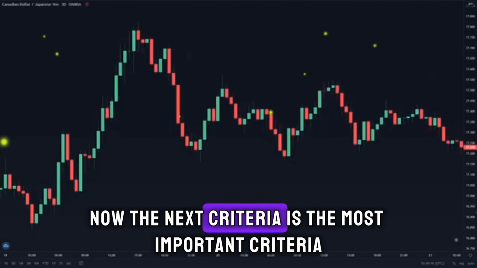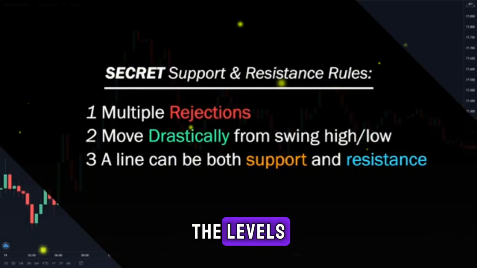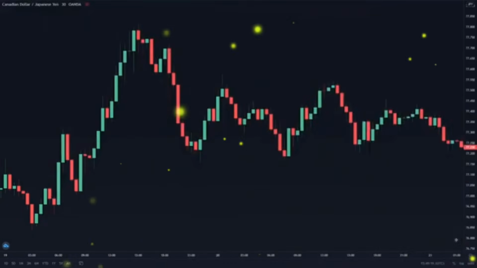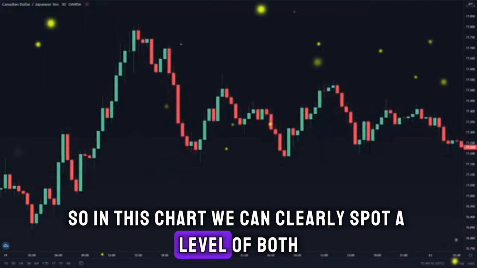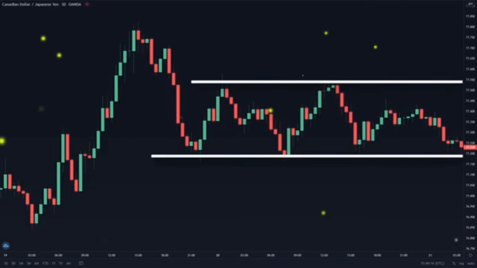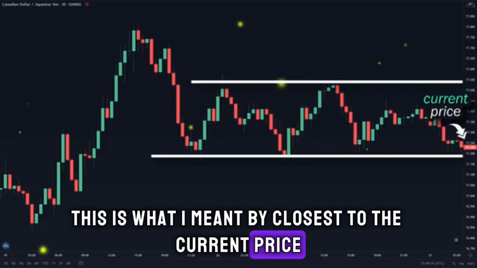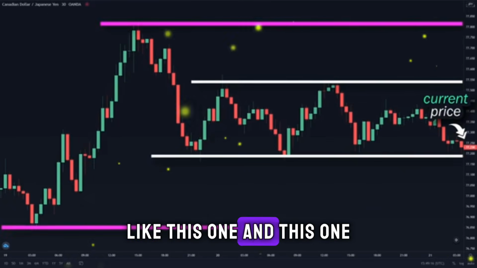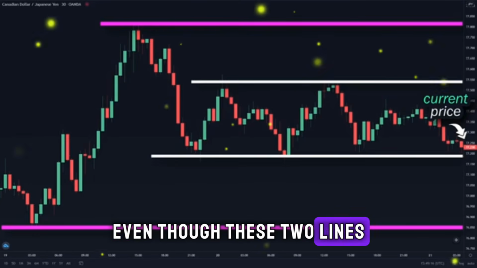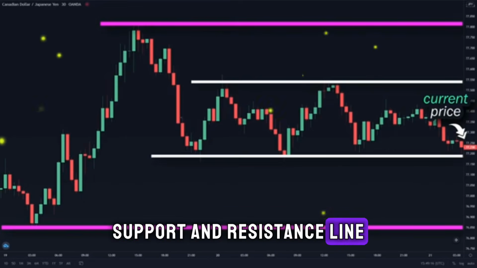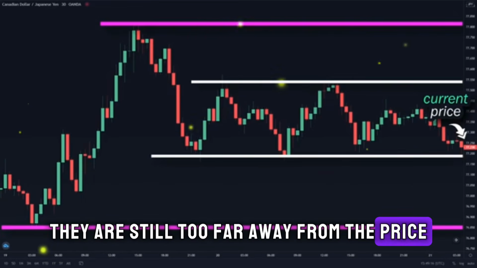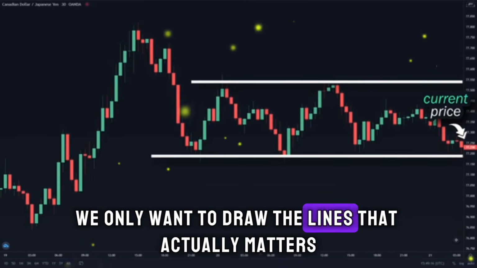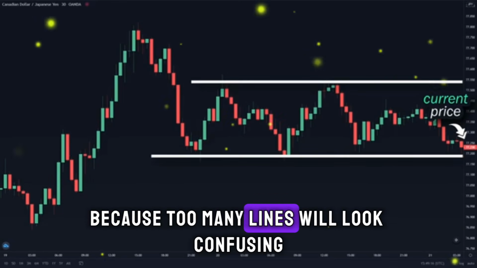Now, the next criteria is the most important criteria. The levels must be nearest or closest to the current price. Let me give you an example. So in this chart, we can clearly spot a level of both support and resistance here. Now this is what I meant by closest to the current price. You don't want to pick a zone that is too far away from the current price, like this one and this one. Even though these two lines fit the criteria of being a support and resistance line, they are still too far away from the price. Therefore, there's no point in drawing them. Remember, we only want to draw the lines that actually matter, because too many lines will look confusing.